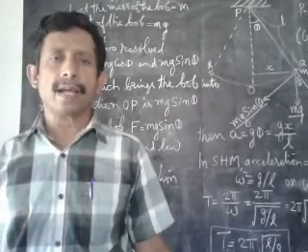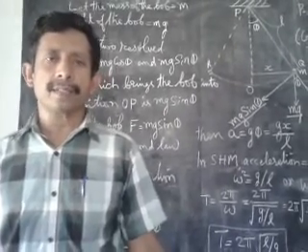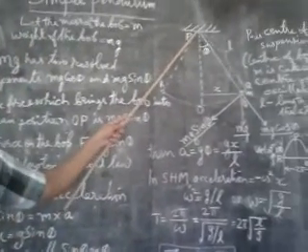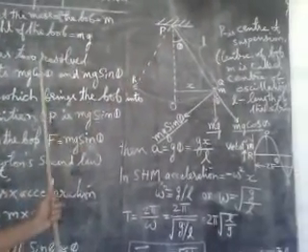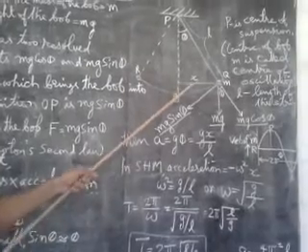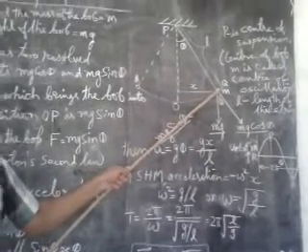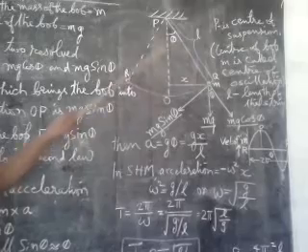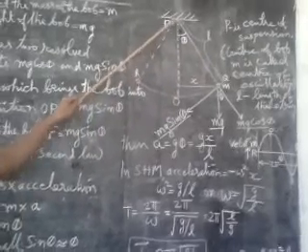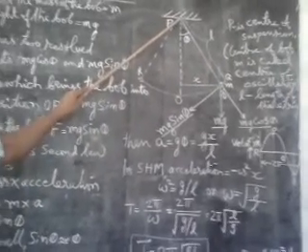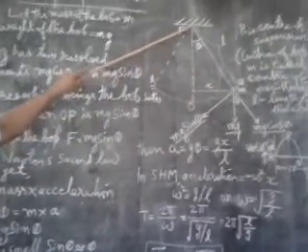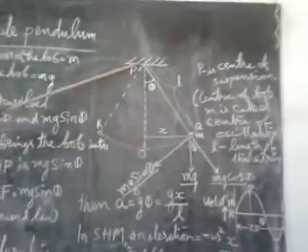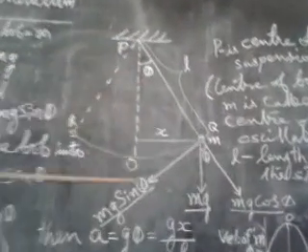In this video, I am going to have a class on simple pendulum. Please look here. A simple pendulum mainly consists of a small bob of mass m suspended by an inextensible string. This point P is called the point of suspension. When it is suspended, it rests along OP.